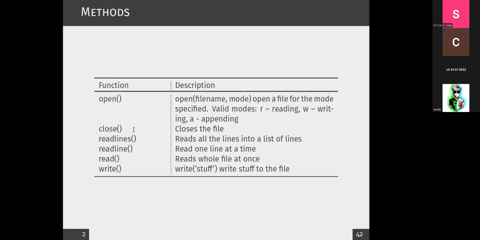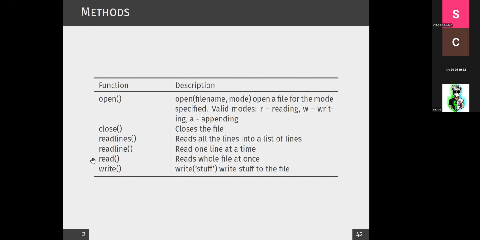The second method is close. If you open a file, when you finish your work, you should close it. So the close method is also important. Usually in the code, you open the file in the beginning, and before you end the program, you have to close the file. What might happen if you don't properly close the file? Sometimes the content in the file gets corrupted. So you have to be very careful when you're handling data.